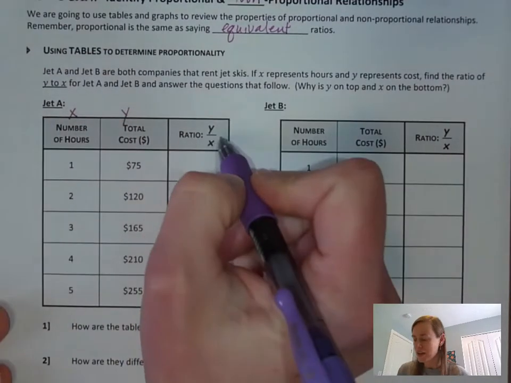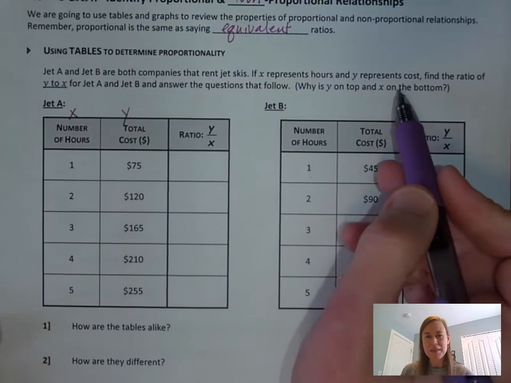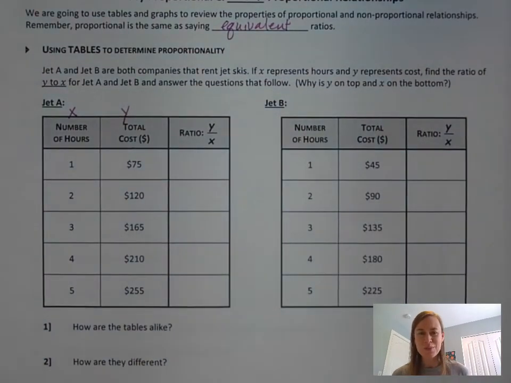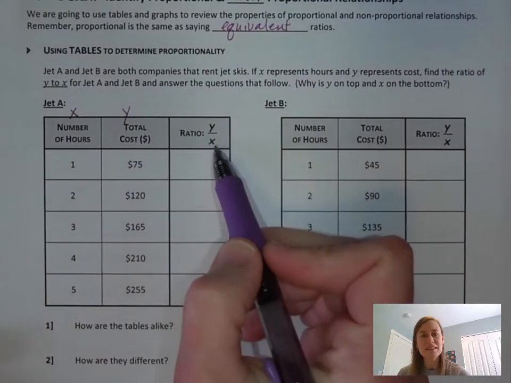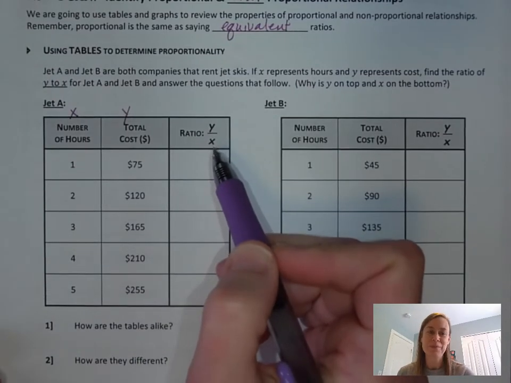Now it says ratio Y over X. Y is on top and X on the bottom. Do you guys remember a few weeks ago we were talking about constant of proportionality and things like that, and we said the Y has to go on top and the X on bottom? Same thing for unit rate. Y was on the top and X is on the bottom. That's just our convention in math when we're talking about rates of change, ratios, things like that. Usually you're going to see Y on X. Yeah, exactly. Y on top and X on the bottom.